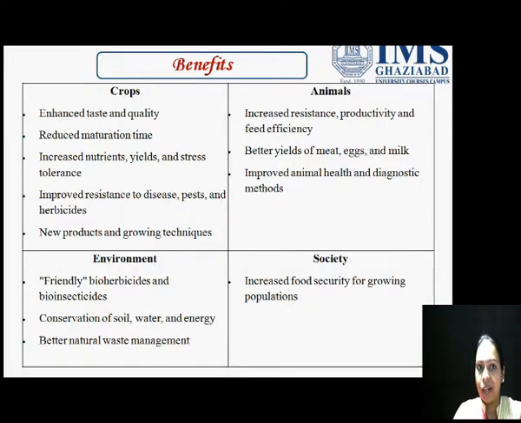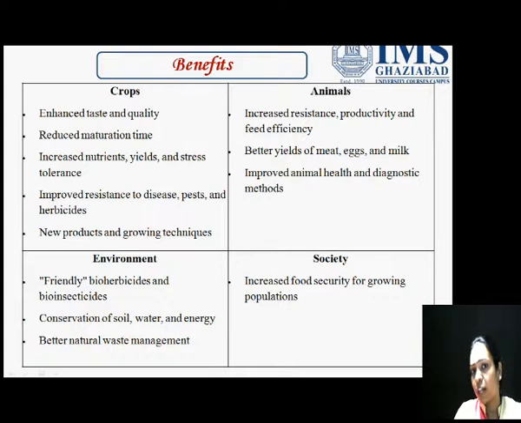Now, what are the benefits? In terms of crops, transgenic plants enhance taste and quality. They reduce maturation time. They increase nutrient yield and stress tolerance. They also improve resistance to different diseases, pests and herbicides. Like by means of Bacillus thuringiensis, we are producing insect resistant plants, and golden rice is an example of drought resistance. And by means of transgenics we are also producing new products and growing techniques.